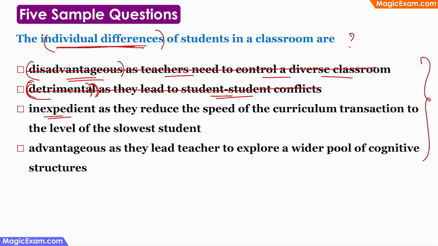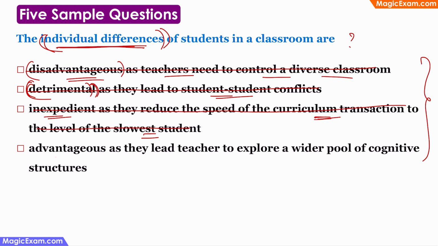Inexpedient as they reduce the speed of the curriculum transaction to the level of the slowest student. Now here again, individual differences are being looked at in a negative way because they say that these differences can slow down the curriculum or slow down the pace of the classroom to the slowest student. Now this again is talking about this in a negative manner, so this also can be eliminated.